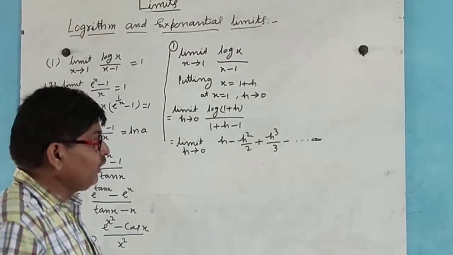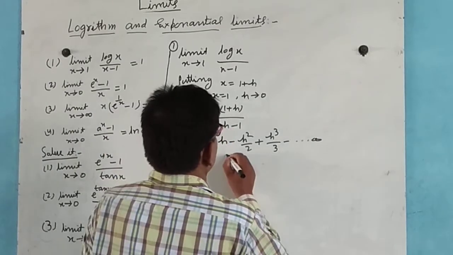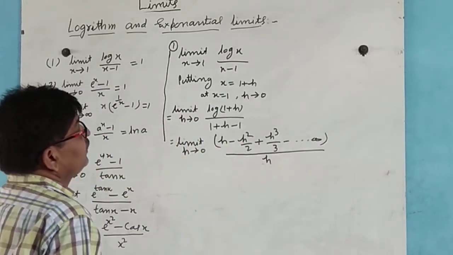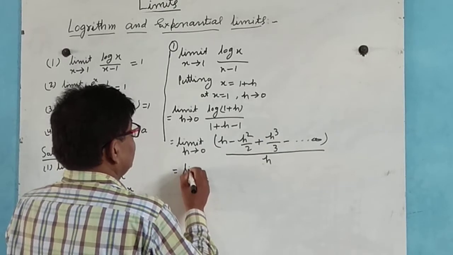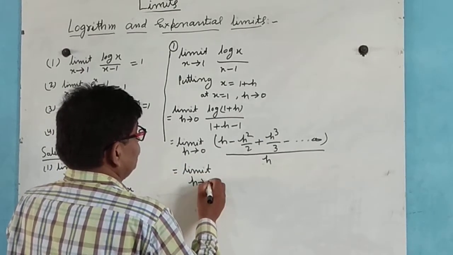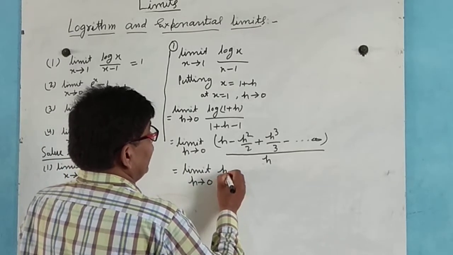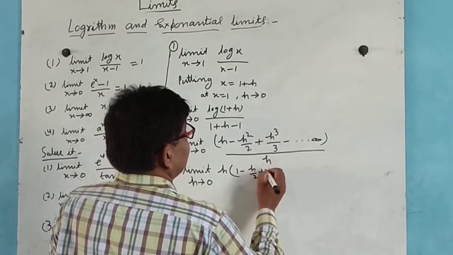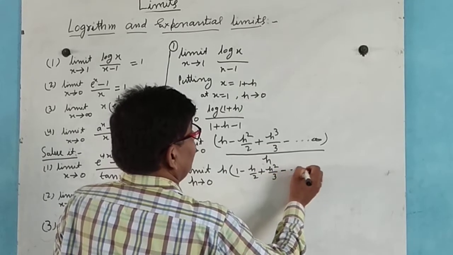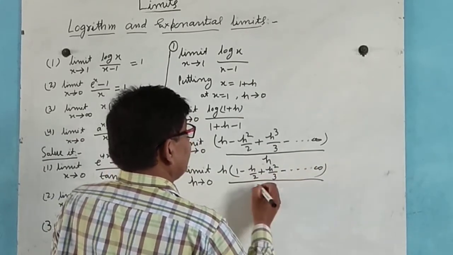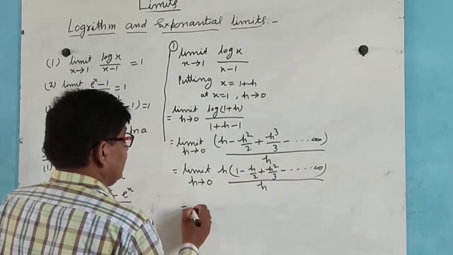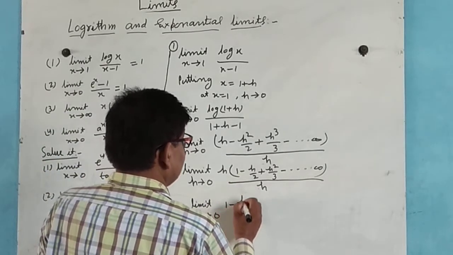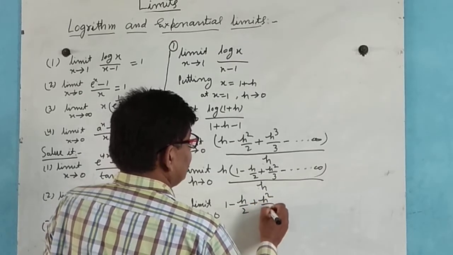Now divided by h. Limit h tends to 0. Here we take common h: 1, minus h by 2, plus h square by 3 and so on, divided by h. This h and this h cancel. Limit h tends to 0, 1 minus h by 2 plus h square by 3.